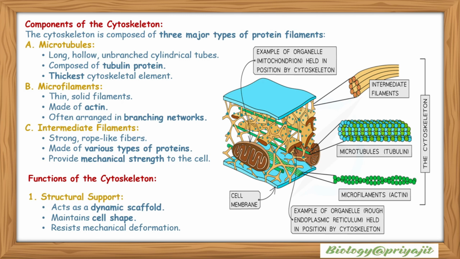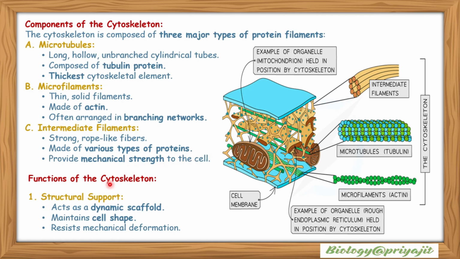Components of the cytoskeleton. The cytoskeleton is basically composed of three major types of protein filaments. Number one is microtubules. They are long, hollow, unbranched cylindrical tubes composed of tubulin protein. They are the thickest cytoskeletal element. Now microfilaments. Microfilaments are thin, solid filaments made up of actin. They are often arranged in branching networks. Intermediate filaments are strong rope-like fibers made up of various types of proteins. They provide mechanical strength to the cell.